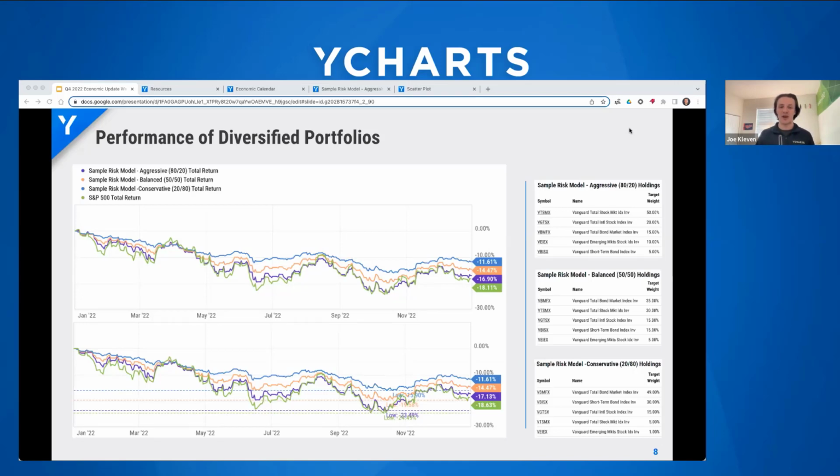So the top one there is total return over the course of 2022. The bottom one is showing max drawdown. It just happened to be that pretty much all of the negative effects started on the first trading day of 2022. So really max drawdowns are about the same there over the course of the year as total returns.